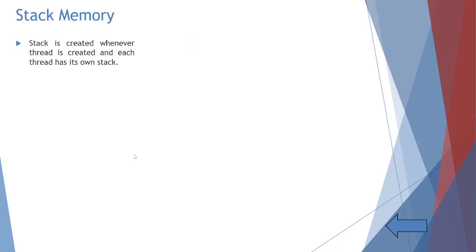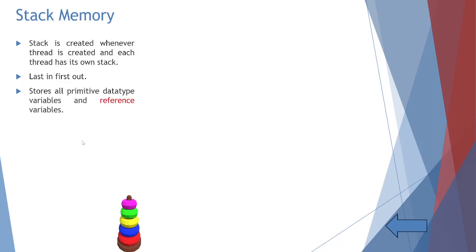Stack is created whenever a thread is created. Thread means public static void main. And each thread has its own stack. It is a last in first out data structure, or first in last out. If you see the picture, the last string which is placed at the top can be removed first. There is a reason for this.